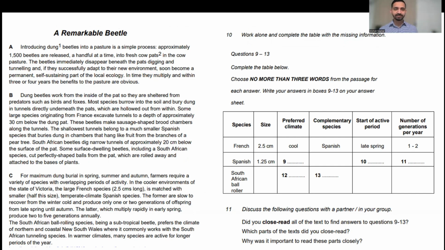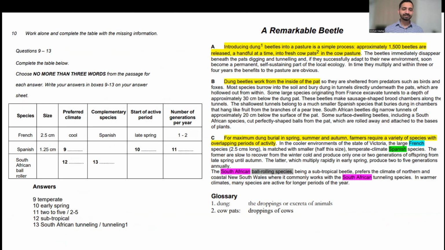Let's look at this activity once more, and you might have come up with the answers. Let's do this: close read these keywords. If you want to pause the video again, just to quickly do it again, you can do it. But when you come back, we'll reveal the answers from 9 to 13. All right, let's look at answers from 9 to 13. The first answer is temperate.